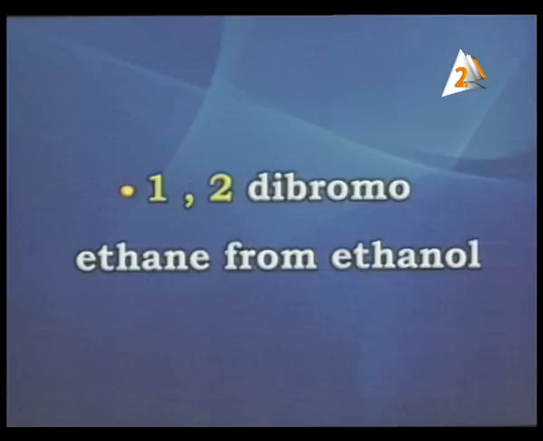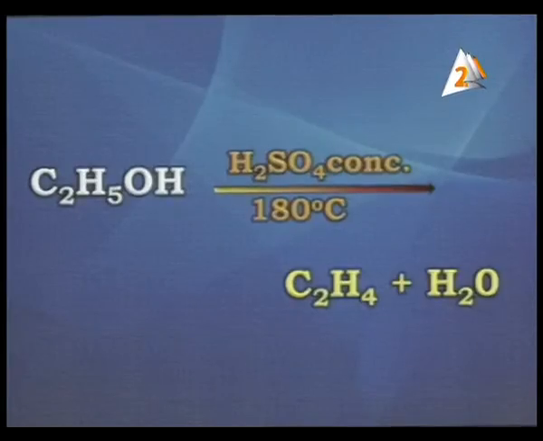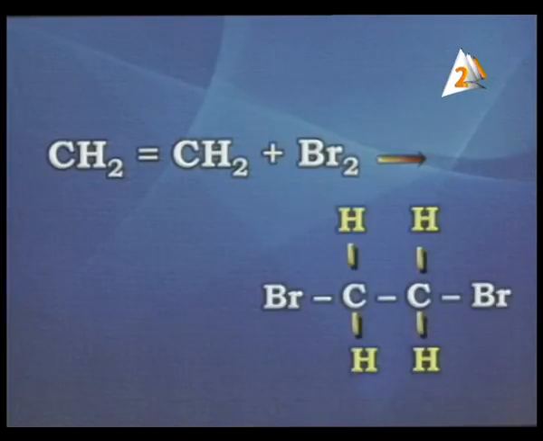Next question, 1,2-dibromoethane from ethanol. As the equation proceeds on the screen, ethanol in the presence of conc. sulfuric acid at 180 degrees gives ethylene and water is produced. Then bromine, when it reacts with ethylene, gives 1,2-dibromoethane as shown on the screen.